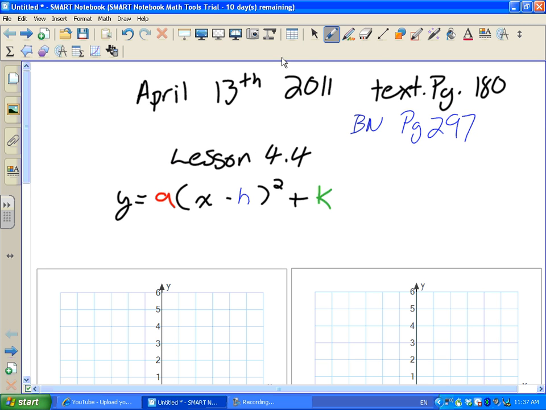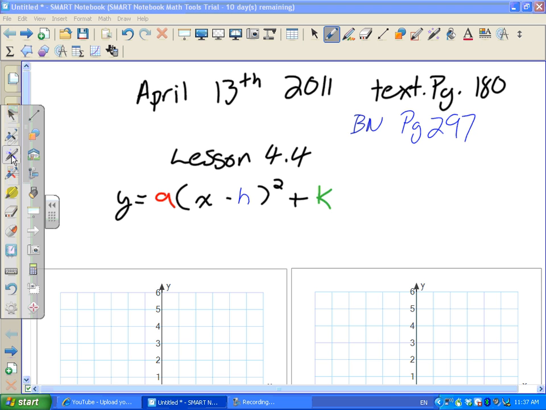Today we're on lesson 4.4. Yesterday we did 4.3 and we dealt with our variables A, H, and K individually. Today we're going to tie them all together. So instead of just making one transformation at a time, we could be forced to make up to 3, technically even 4 transformations at a time. Okay? So we're going to do the examples in your textbook.